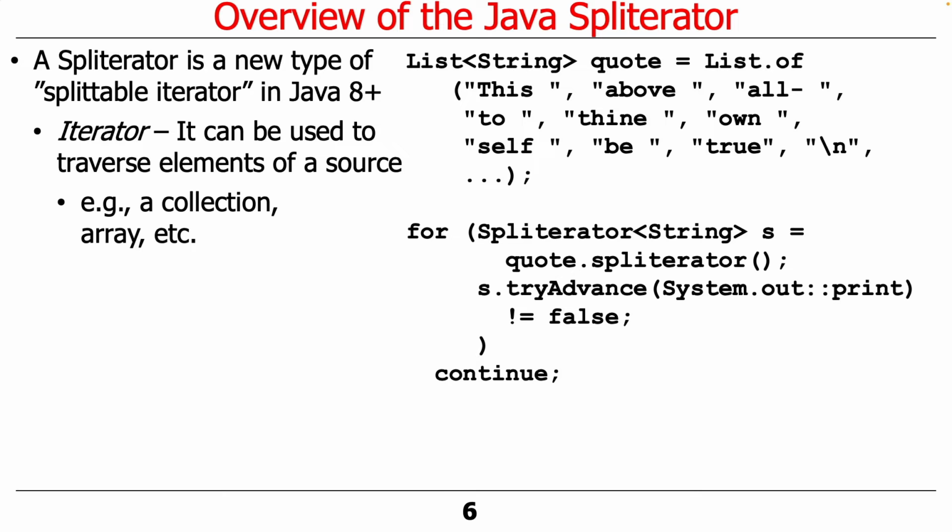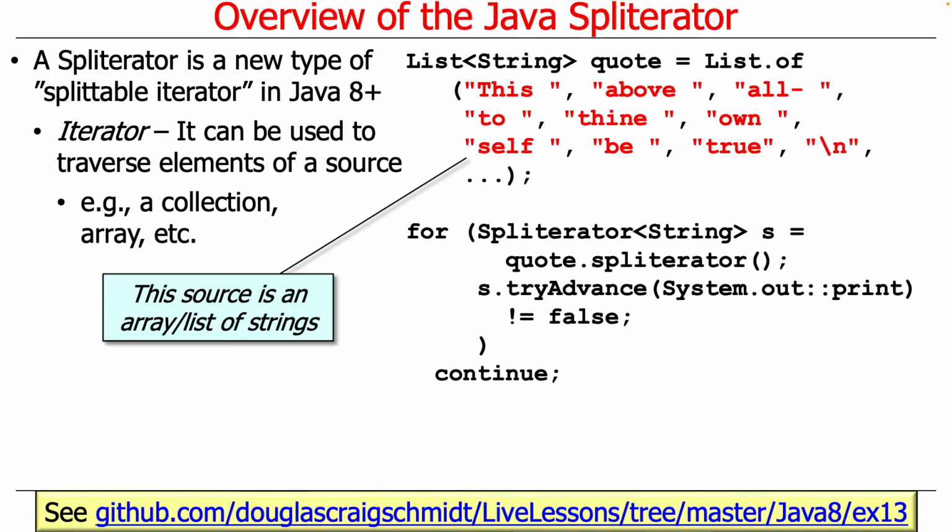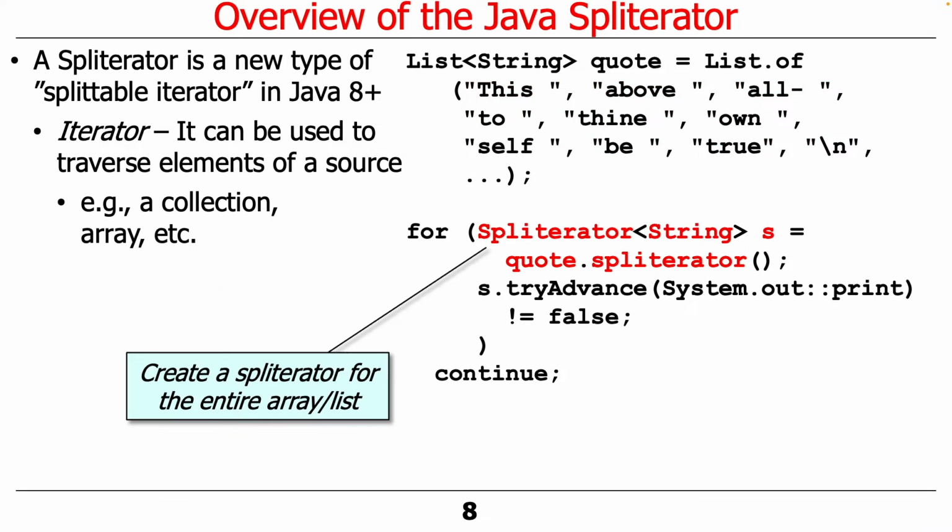And you take this list of strings, which is a collection, and then you use the spliterator method. Remember, every collection has a spliterator method. And that's going to split up that collection, that list, into individual chunks, one per element. So this, above, all, to thine own self be true. Sounded like Captain Kirk from Star Trek. That's what this will split up into.